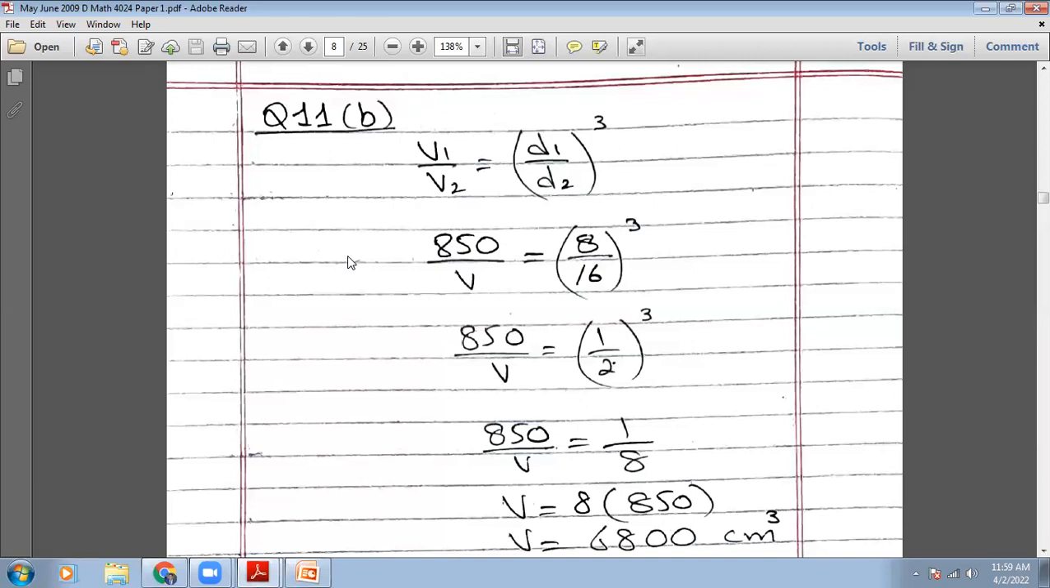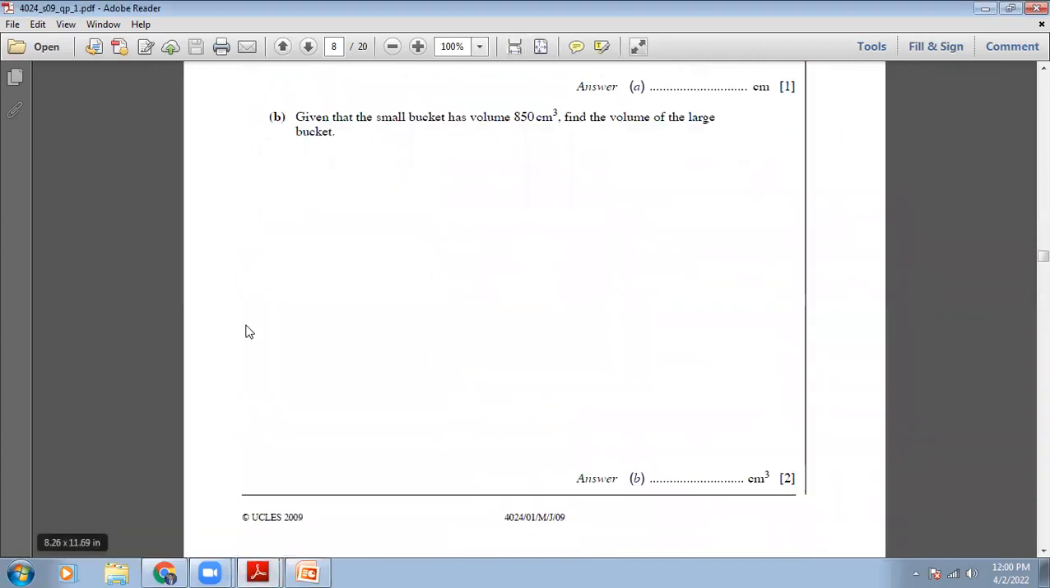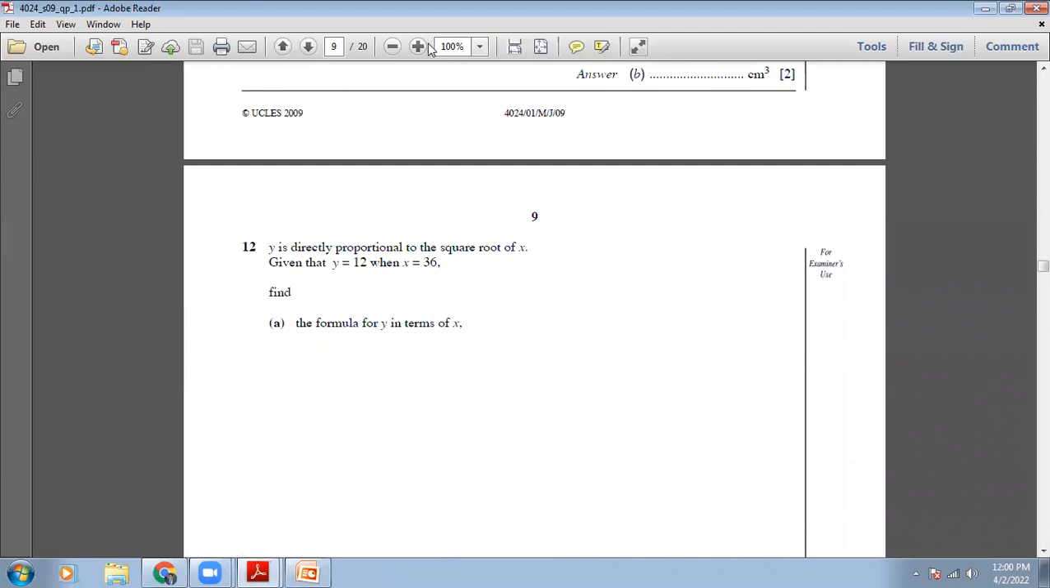8 and 16 will be cancelled, so you're left with 1 by 2. So 850 divided by V equals 1 by 2 whole cube. So 1 cube is 1, 2 cube is 8. So 850 by V equals 1 by 8, cross multiply. So V will be equal to 8 into 850, and that will be 6,800 centimeter cube. So the volume of the larger bucket will be 6,800 centimeter cube. I have already checked my answers with the marking scheme, so you don't need to worry about them.